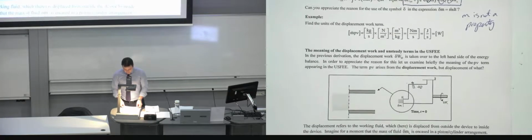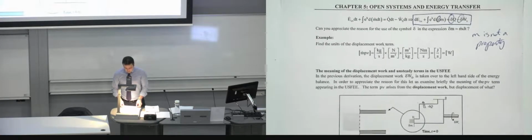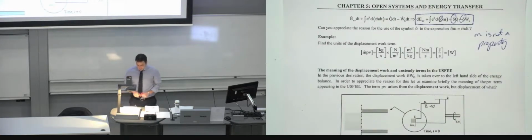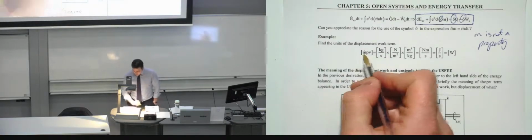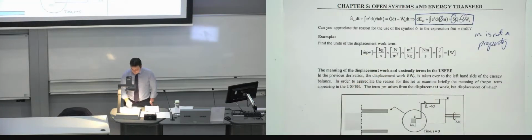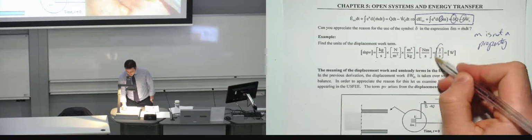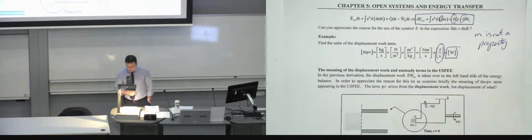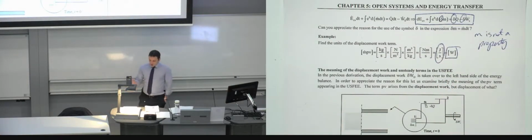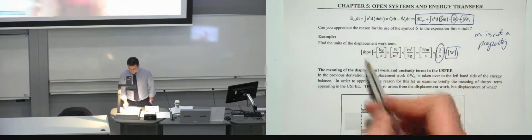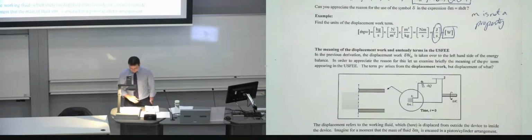in this form. Now, if you want to do a quick dimensional analysis on the displacement work, we define that as m dot PV, and if you put in the units for each of these components, you end up with joules per second, which is essentially watts. As we know, power is measured in watts, and that's proof through dimensional analysis.